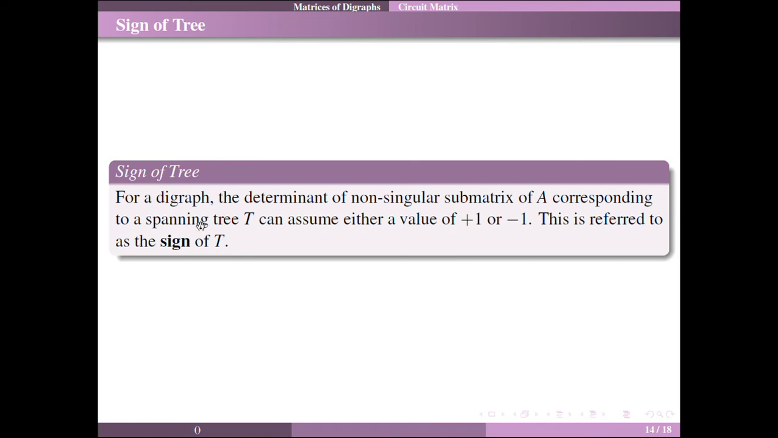For any digraph, the determinant of a non-singular submatrix of the incidence matrix corresponding to a spanning tree T can assume either a value +1 or -1, and this value is referred to as the sign of T.